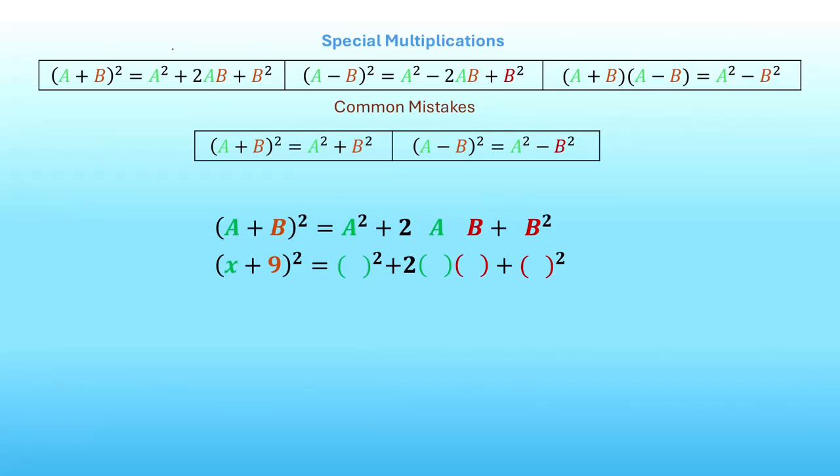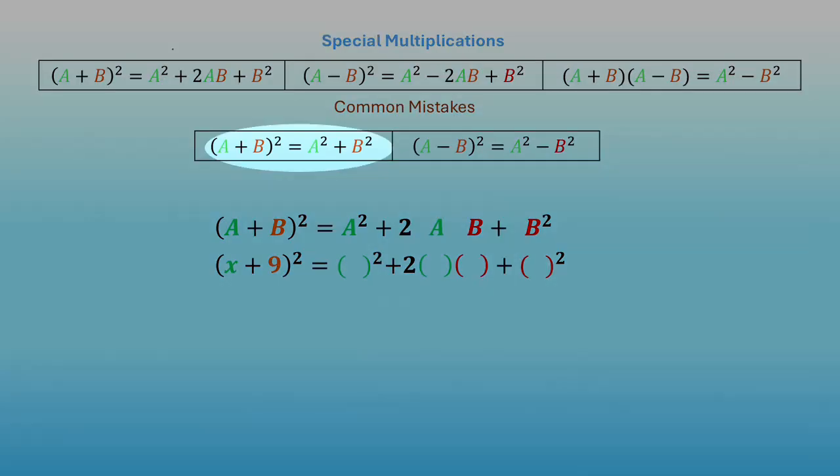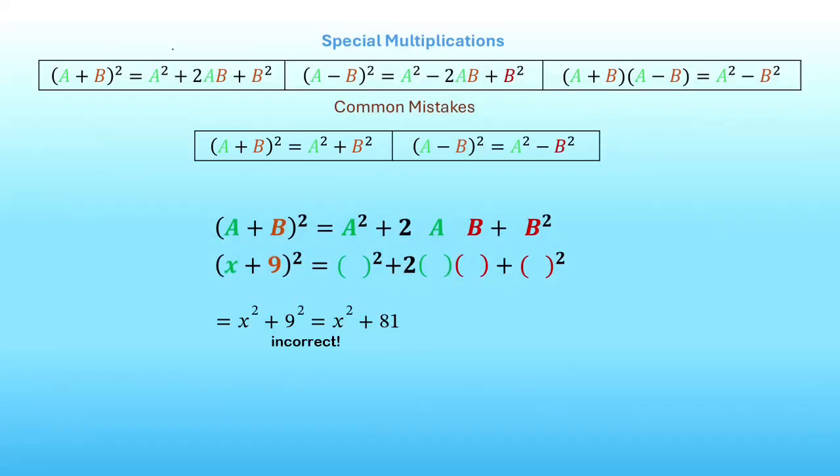We're going to use special multiplication formulas to expand the square of two terms. Notice that there are some common mistakes that people make by squaring every term. For example, the square of x plus 9, people write that as x squared plus 9 squared, or x squared plus 81. It's as if they distribute the power into the parentheses, and that is not what we should do.